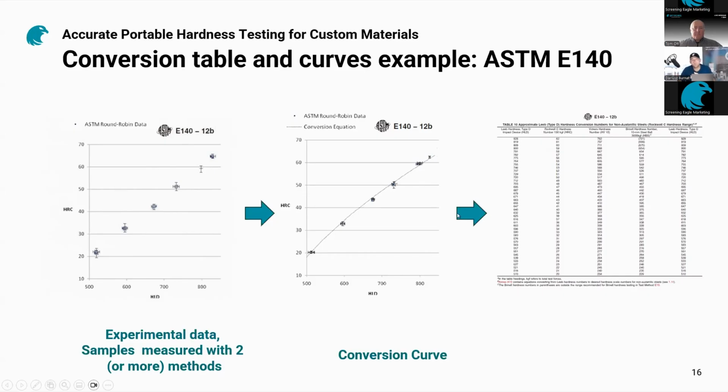And as an output, because of that curve, you will receive a conversion table, which as you see right now is ASTM E140 for steel and cast steel. In summary, everything starts from the measurements, from the empirical measurements, and compares through the mathematical equations to a table.